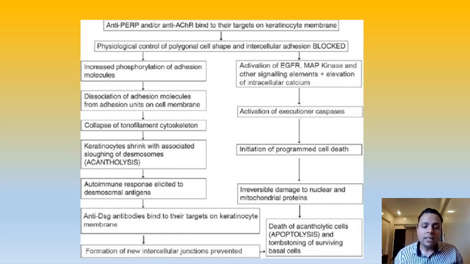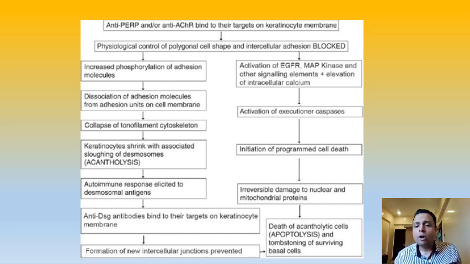Finally, once these desmosomes are sloughed away, an autoimmune response is elicited to the desmosomal antigen. Anti-desmoglein antibodies find their target on the keratinocyte membrane, and the formation of a new intercellular junction will be prevented. As I told, it will cause steric hindrance. So steric hindrance is one theory, and as I already showed you, these theories work in combination. One is the cell shrinking theory, where the basal cells are shrinking.